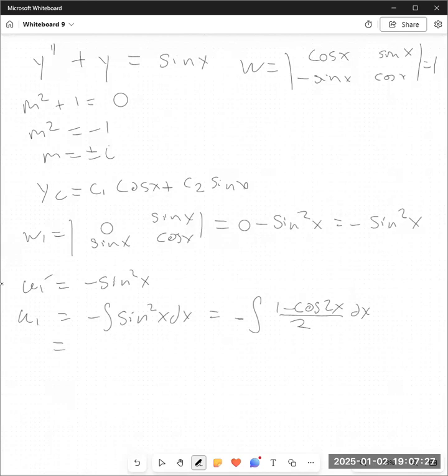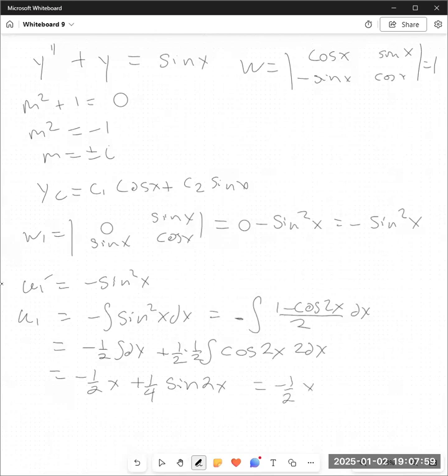So this is equal to a negative 1/2 integral dx plus 1/2 integral of cosine 2x dx. I have a 2 and a 1/2. Gives me a negative 1/2 x plus 1/4 sine 2x. For reasons you'll understand in a little bit, I'm going to get rid of this double angle here just to make it easier for you to see things that will be like terms later. So I'm going to call that 1/2 sine x cosine x as we go along here.